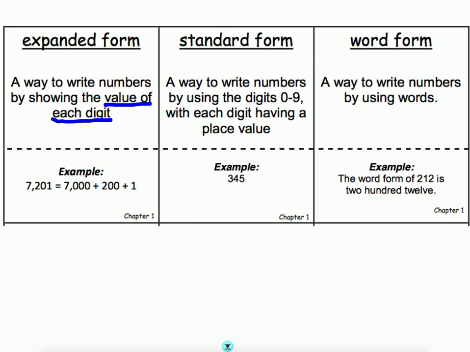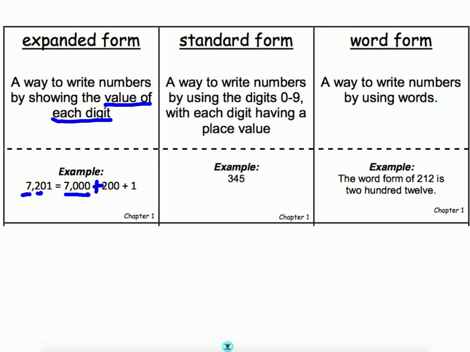If I was to give you the number 7,201, which is in standard form, that's how we normally write it, and I asked you to write it in expanded form, you would need to give the value of each and every digit in that number. You would go to each digit. What's the value of the 7? 7,000. And we add the values together, so don't forget the addition symbols. Then we move on to the next value.